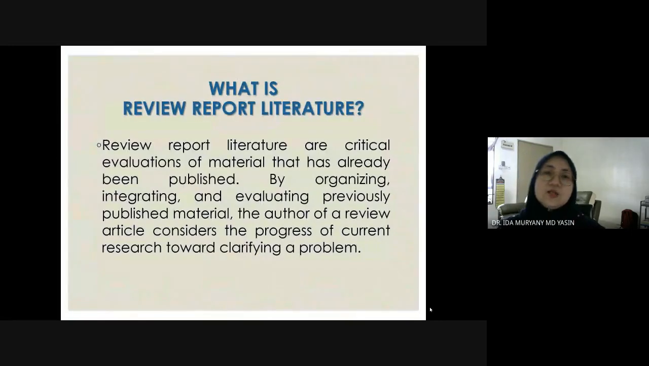Okay, what is review report literature? Review report literature is a critical evaluation, okay, of material that has already been published. So you buat literature based on the material of previous study that has already been published by organizing, integrating.